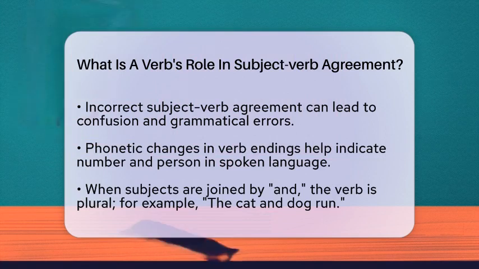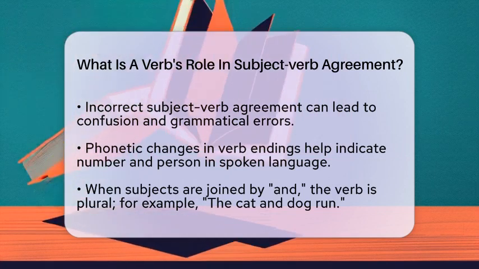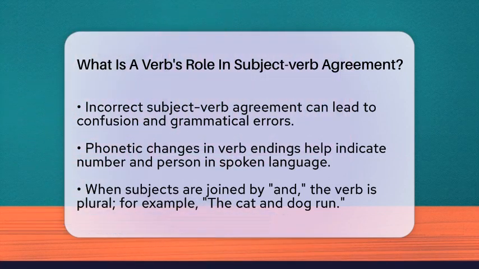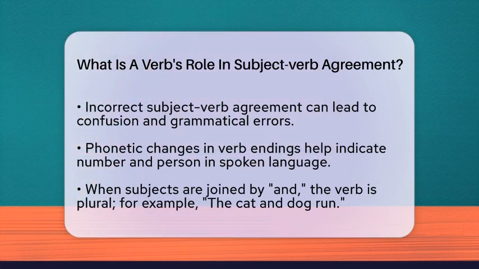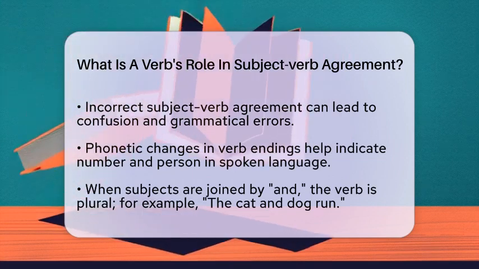There are some specific rules to remember. When subjects are joined by and, the verb is plural, the cat and dog run. However, when subjects are joined by or or nor, the verb agrees with the closest subject. Neither the teacher nor the students are here.